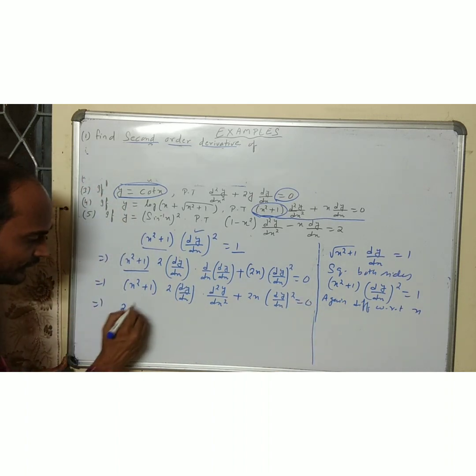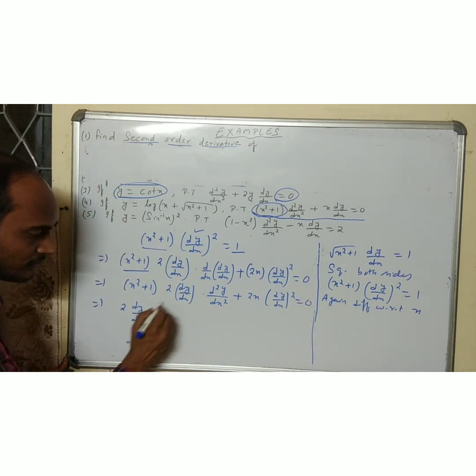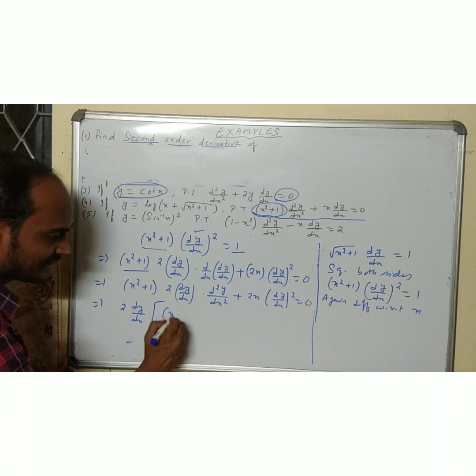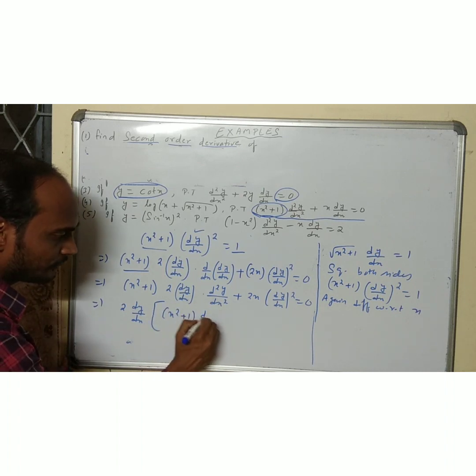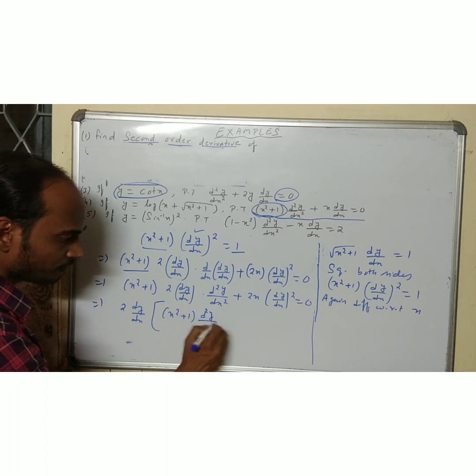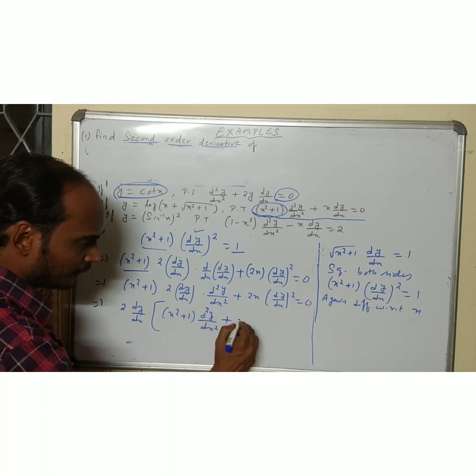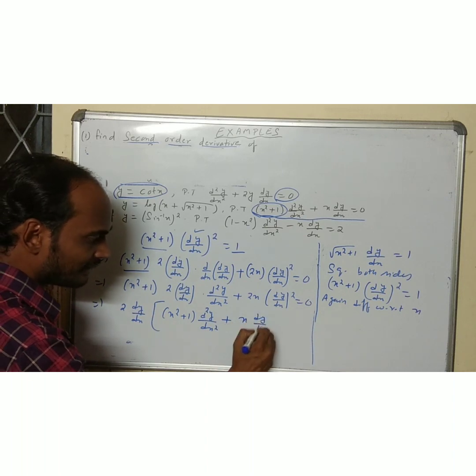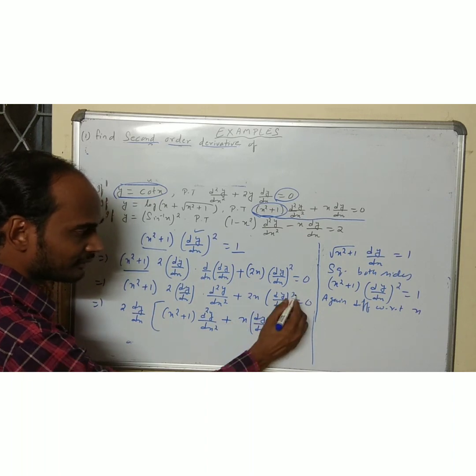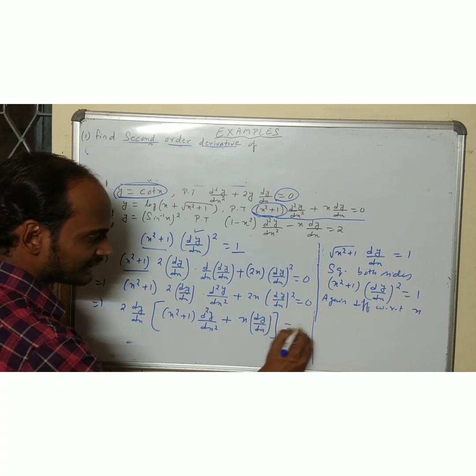Now you can take 2 into dy by dx common from all the terms here. So this is x square plus 1 into d2y by dx square plus x into dy by dx, as we have taken dy by dx common, equals 0.